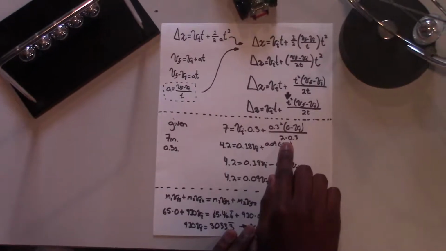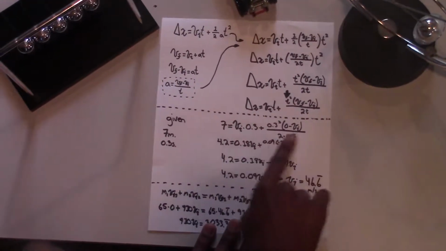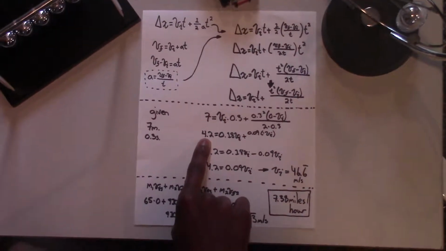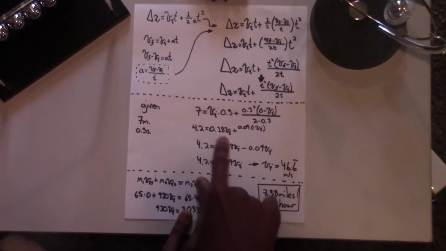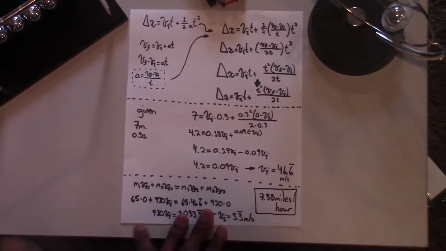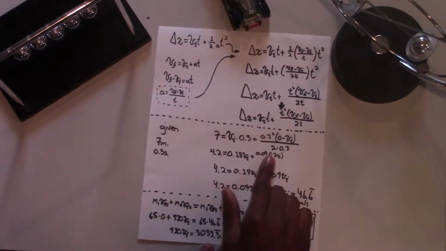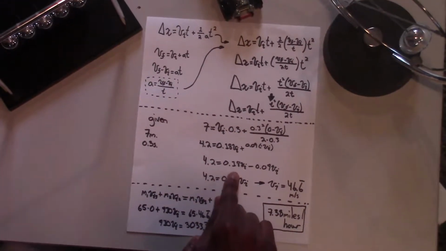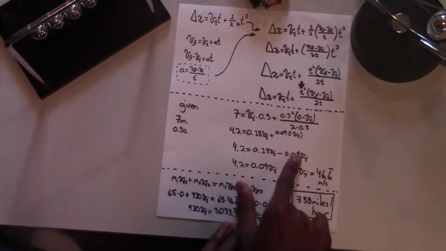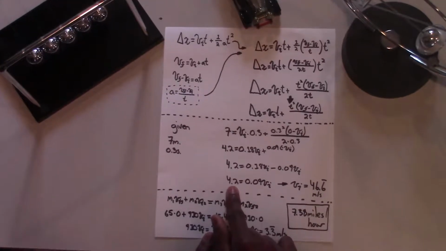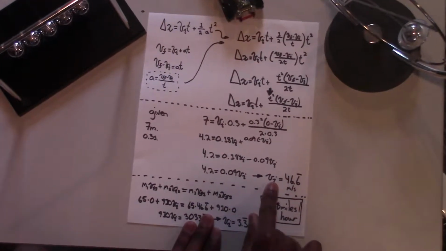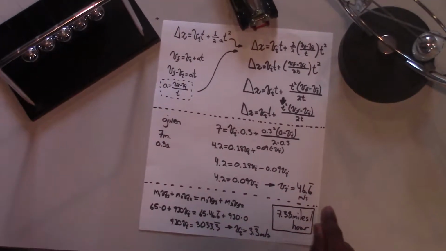Then, using this, we're going to be multiplying the whole equation by 0.6. Then we're going to have 4.2 over here with 0.18 Vi plus 0.09 times negative Vi. Then, distributing this negative, we're going to have 4.2 equals 0.18 Vi minus 0.09 Vi. Afterwards, we're just going to subtract these two, and we get 4.2 equals 0.09 Vi, and we're going to use division so that Vi equals 46.6 repeating meters per second.